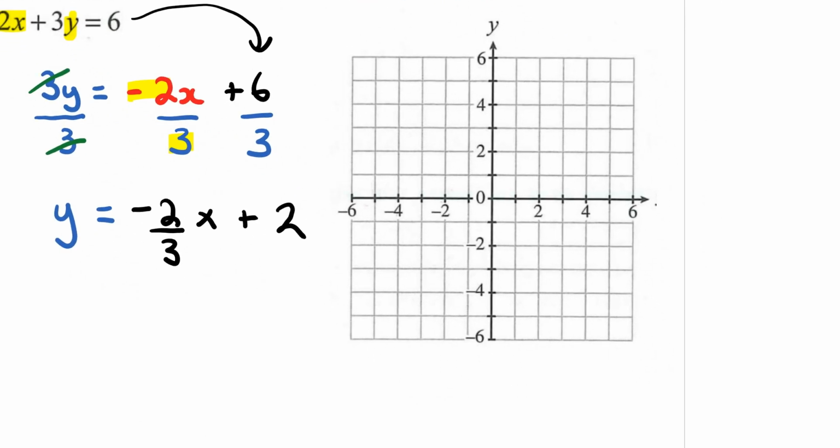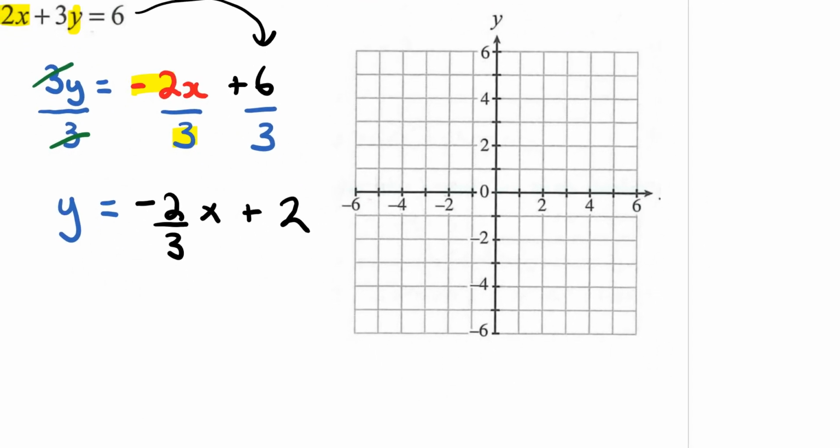Once you have the equation written like that, it's a little bit easier to graph because this plus 2 is where we start. So we start at the y-intercept, which is at +2. The slope here is -2 over 3. Regardless of whether it's negative or positive, I always start with the numerator, which is 2, so I always go up first. So it's going to be up 2, and since we have the negative sign, that means we go left 3.